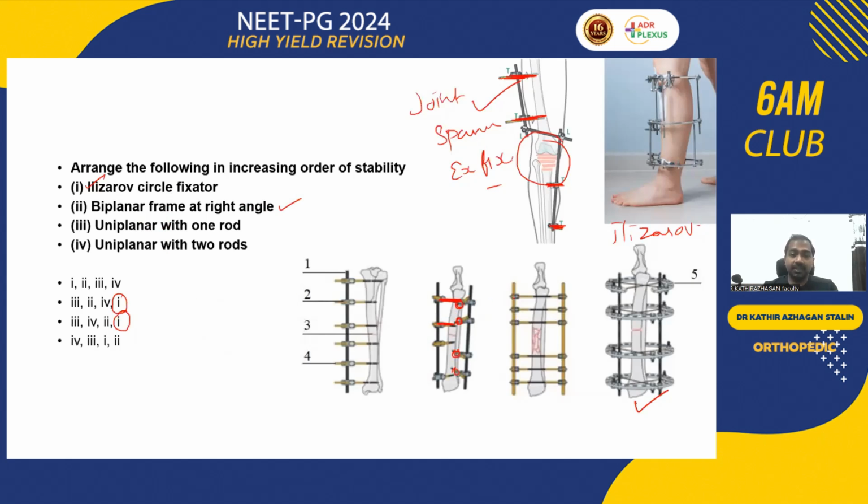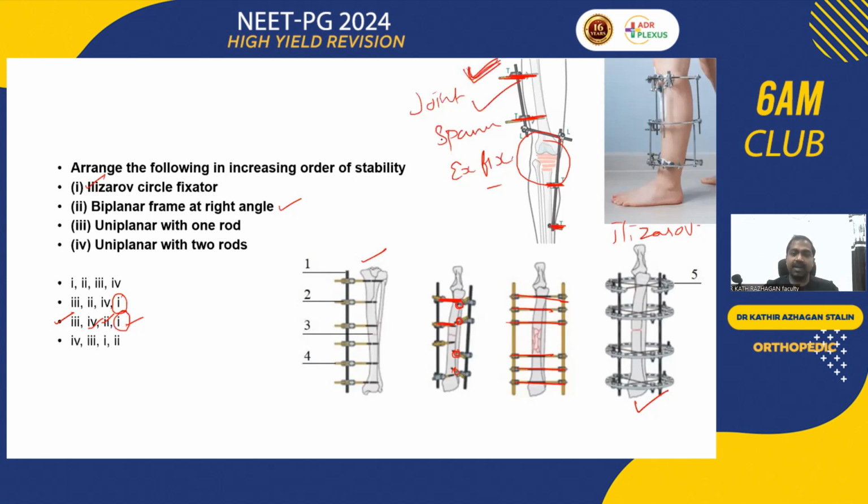This is uniplanar, but with two rods, so it is slightly more stable than a uniplanar with one rod. So the answer: uniplanar with one rod is the least stable, uniplanar with two rods is slightly better, biplanar is much better, and Ilizarov is the best. Clear? And this was an asked question actually.